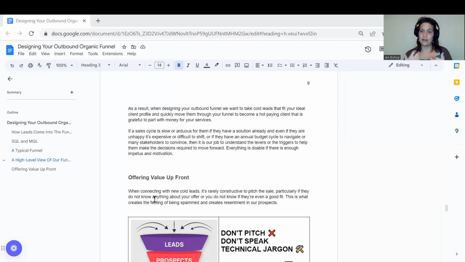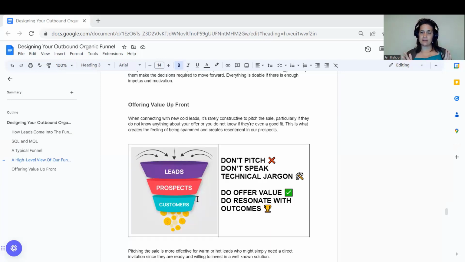And even if they're really hot and agitated and excited, there are other things at play as to why they may not sign up. So it's our job to understand all of these things. What are the levers? What are the triggers? What are the other elements in the mix to help them make that decision that is required to move them forward? Everything is doable as long as there's enough impetus and motivation, and as long as we understand them and their contexts as much as possible.